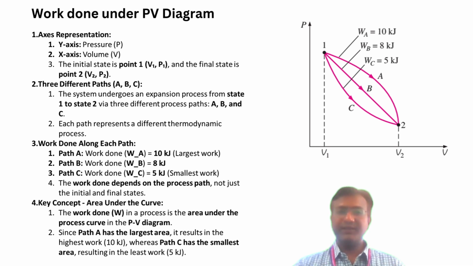In case of path C, we can see that the area under the curve is very minimum as compared to path A and path B. Therefore, the work output is very less, that is 5 kilojoules. Now, from this you can understand we are highlighting the key thermodynamic principle, which is that work depends on the process path, not just on the initial and final state of the system.